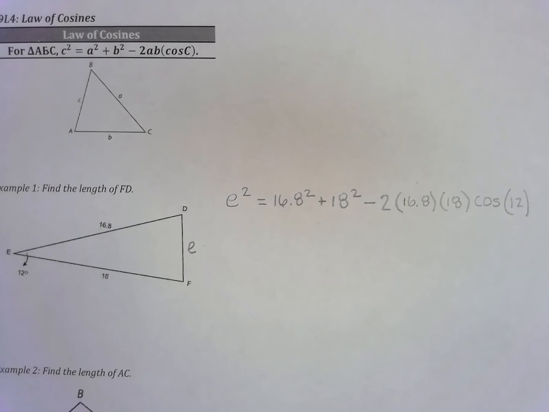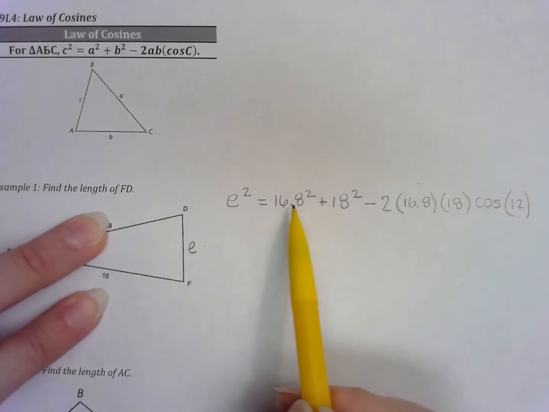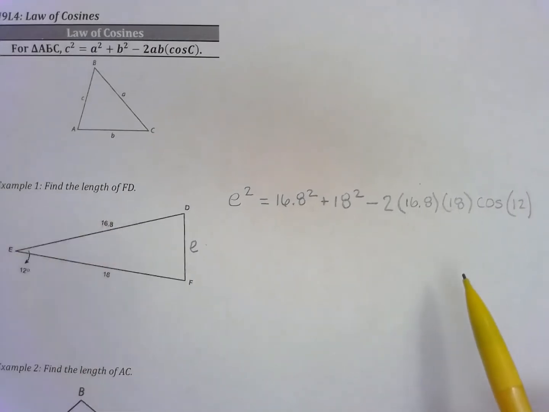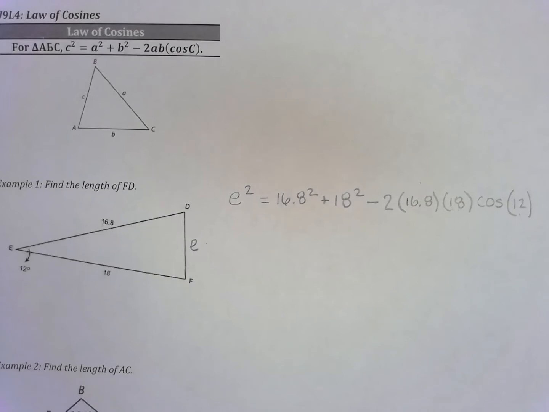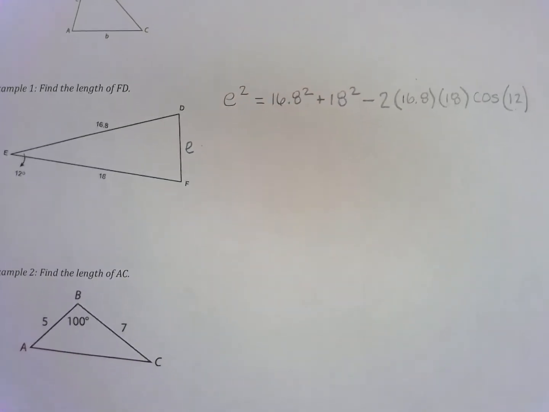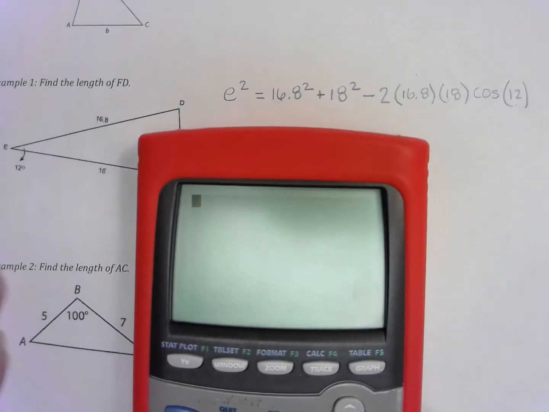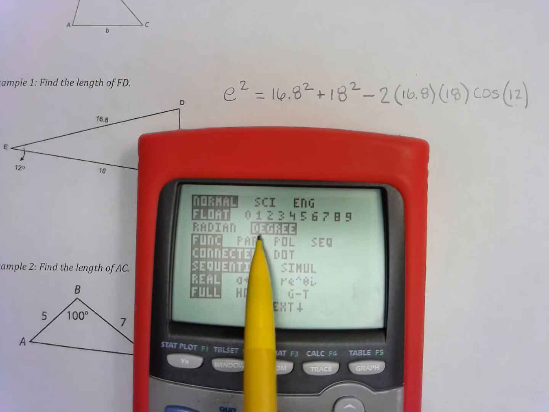So check and make sure you have everything set up correctly. Your a and b should show up here for a squared and b squared, as well as here after the minus 2 times ab. And then cosine of your angle C goes there at the end. So once you set it up, you're able to punch all that in the calculator. With this whole unit, we've made sure that our calculator is in the correct mode, so do that again. Hit the mode key. If degrees is not highlighted, be sure to arrow down and select that mode.